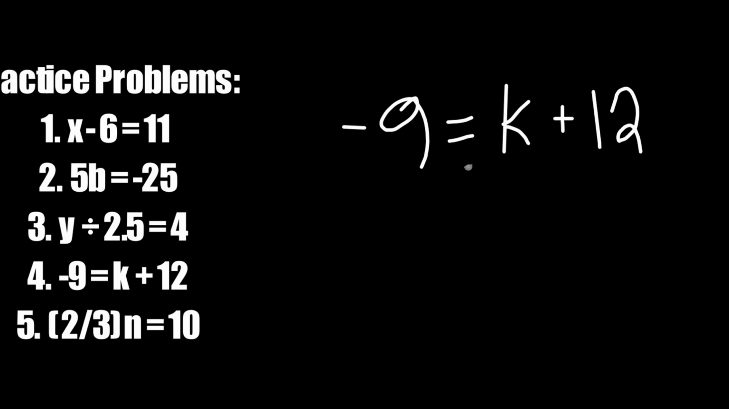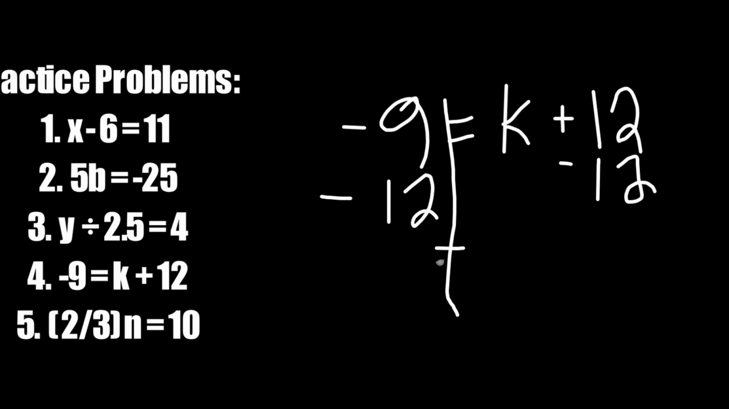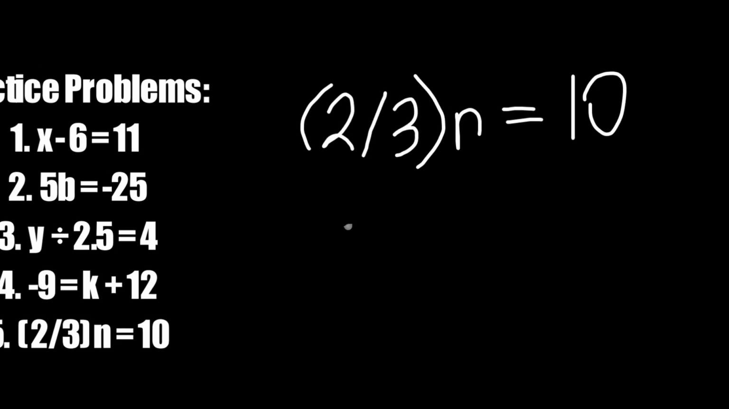Problem number 4, negative 9 equals k plus 12. So the inverse of addition is subtraction, and we will do that. Minus 12, minus 12, and that will give us k equals negative 21.